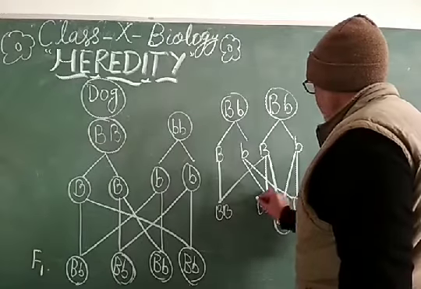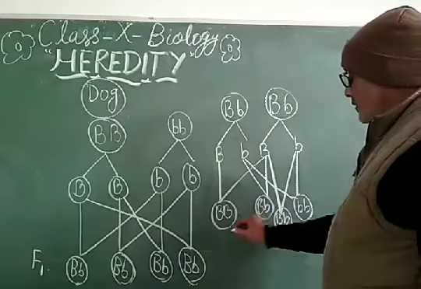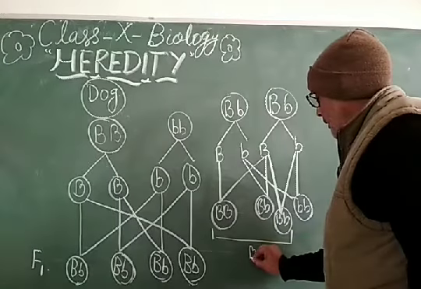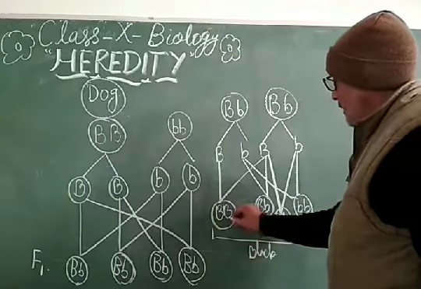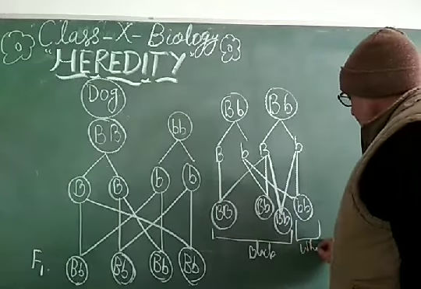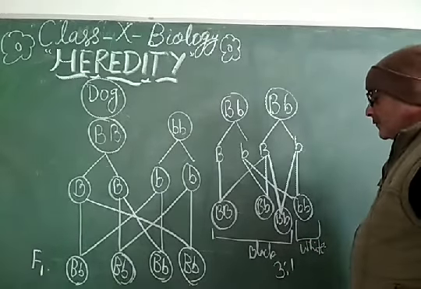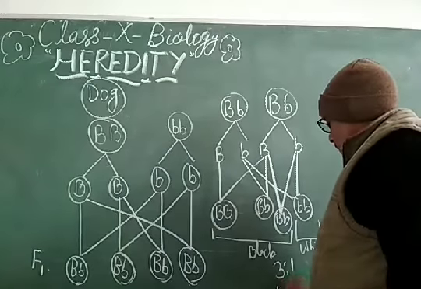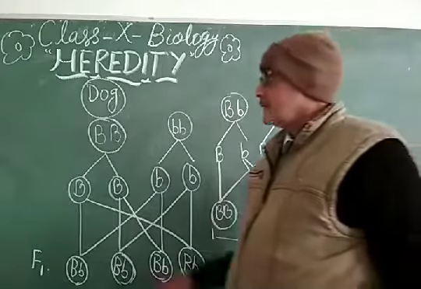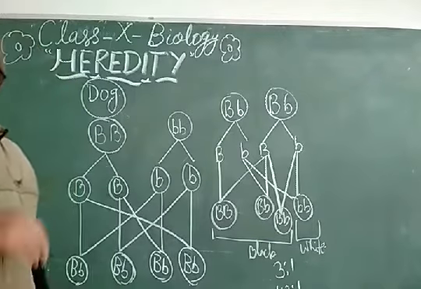So that result is equal to that of the pea plant. So all these will be black. One is pure black, and then hybrid black, and this one will be the white, and the ratio will be 3:1. That is the phenotype ratio. While the genotype ratio will be 1:2:1. So, my dear students, this is the example of the dog, that is an animal.